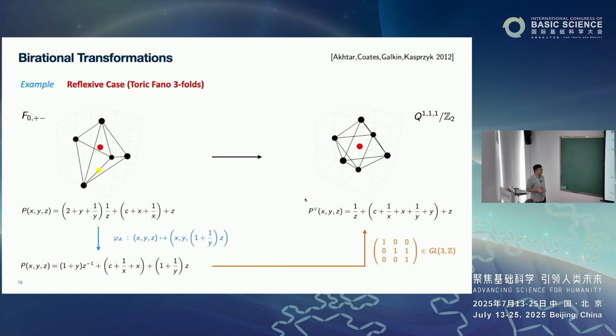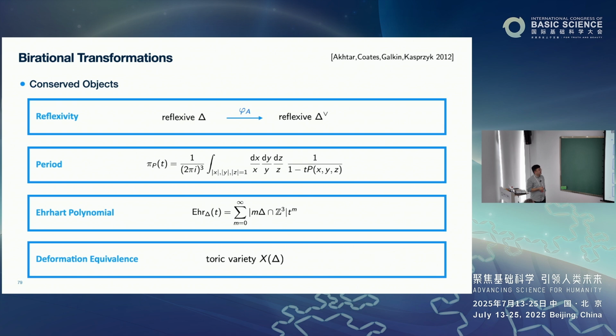So with the combination of GL3Z mapping, this transformation is also referred to as an algebraic mutation by these four mathematicians. So as you asked, under these birational transformations, you have multiple mathematical quantities that are preserved. First of all, if I start with a reflexive polytope, under this birational map, I will get another reflexive polytope. So I will never leave the set of 4,319 reflexive polytopes.